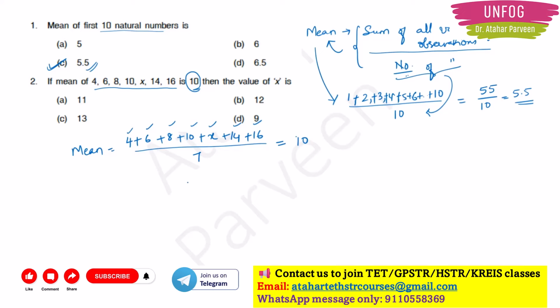If I add everything in the numerator, I will get 58 plus x, x is a variable, I cannot add it, divided by 7 is equal to 10. Or 58 plus x is equal to 70. Or x is equal to 70 minus 58. Or x will be equal to 12. So option B will be the right answer. So this is how you can find the mean of the numbers, or using the mean of the numbers you can find the missing number from the given data.